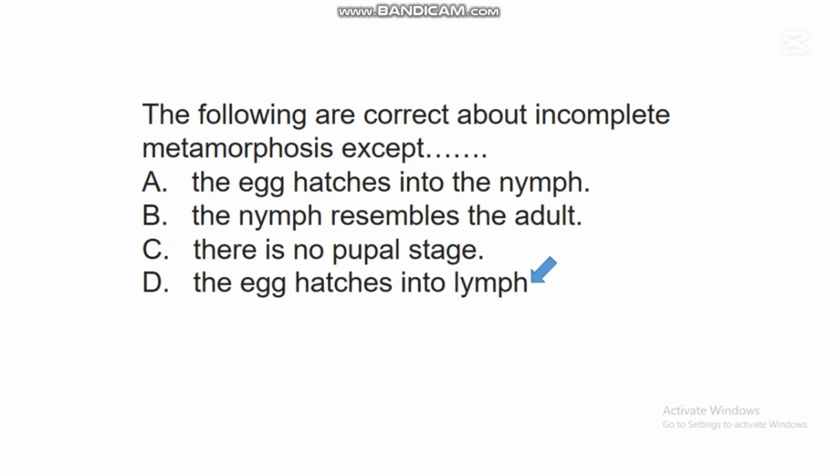In incomplete metamorphosis, the egg hatches into a juvenile stage known as the nymph, and the nymph resembles the adult. In this type of metamorphosis, there is no pupal stage of development.